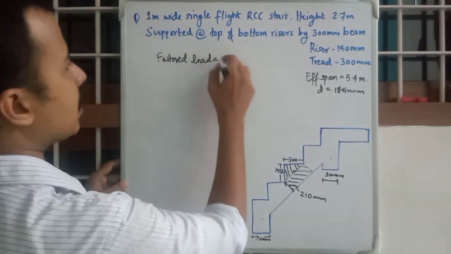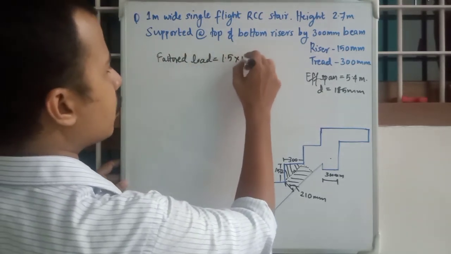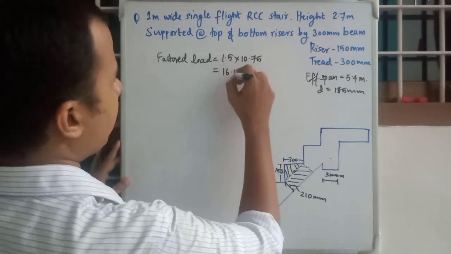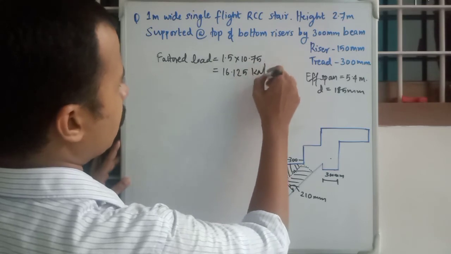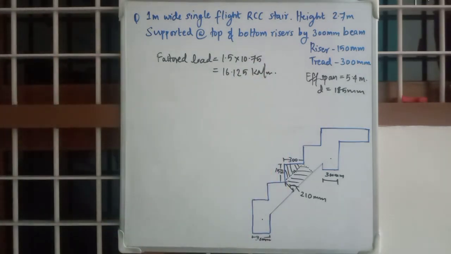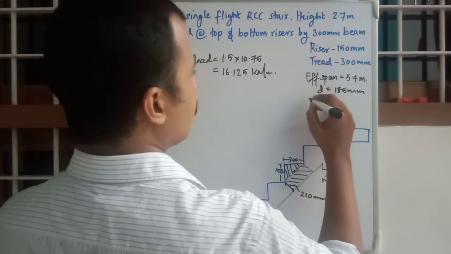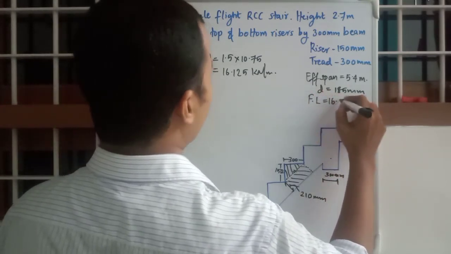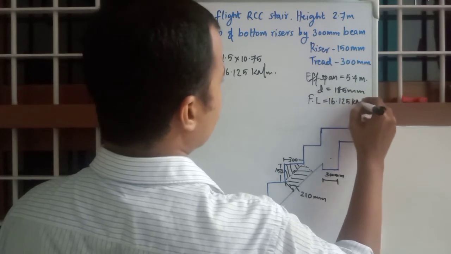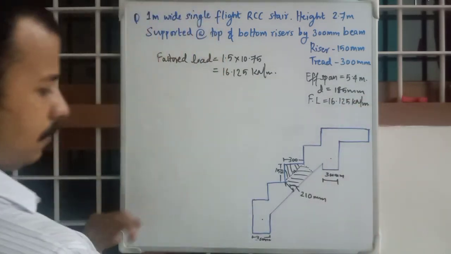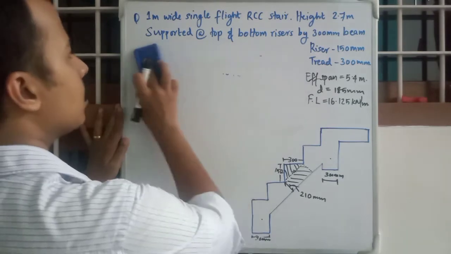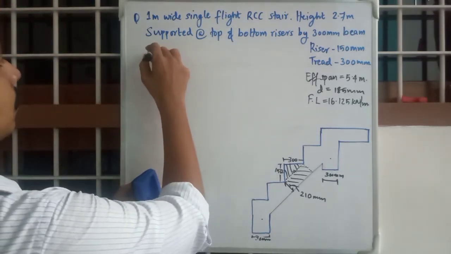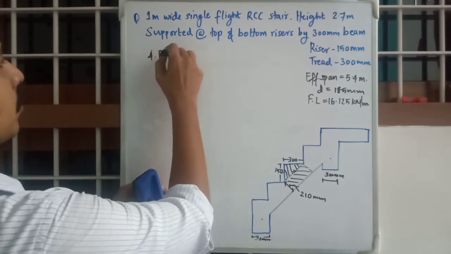Factored load is equal to 1.5 into 10.75, that is 16.125 kilonewton per meter. So you have factored load as 16.125 kilonewton per meter. Then you will get into the usual step, reinforcement.